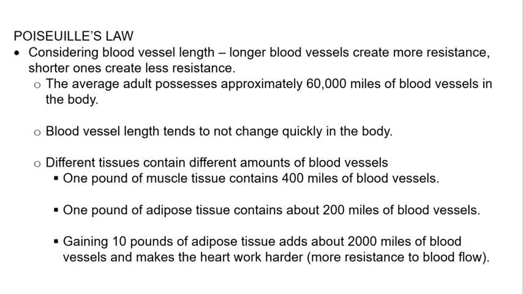Different tissues contain different amounts of blood vessels. So for instance, 1 pound of muscle tissue contains about 400 miles of blood vessels, whereas 1 pound of adipose tissue contains about 200 miles of blood vessels. Gaining 10 pounds of adipose tissue adds about 2,000 miles of blood vessels and makes the heart work harder because it creates more resistance to blood flow.